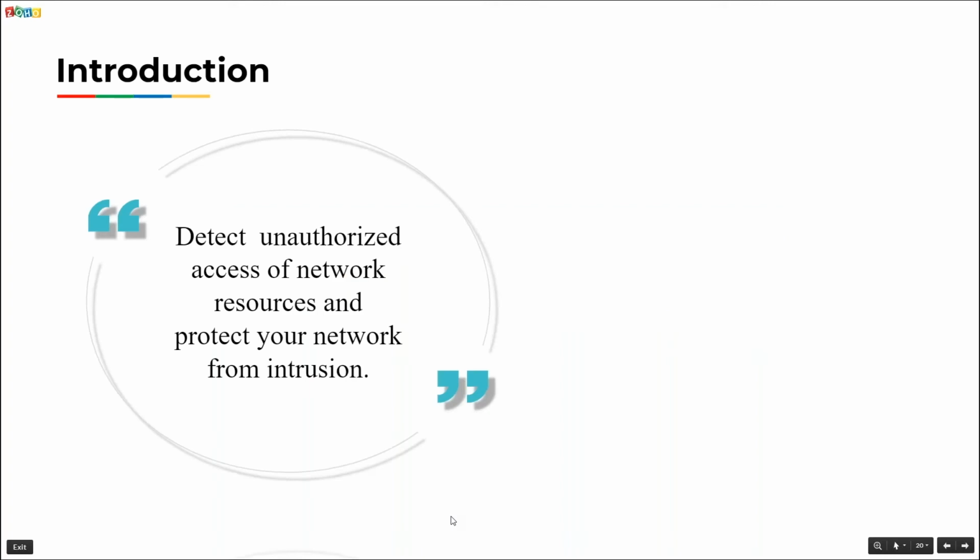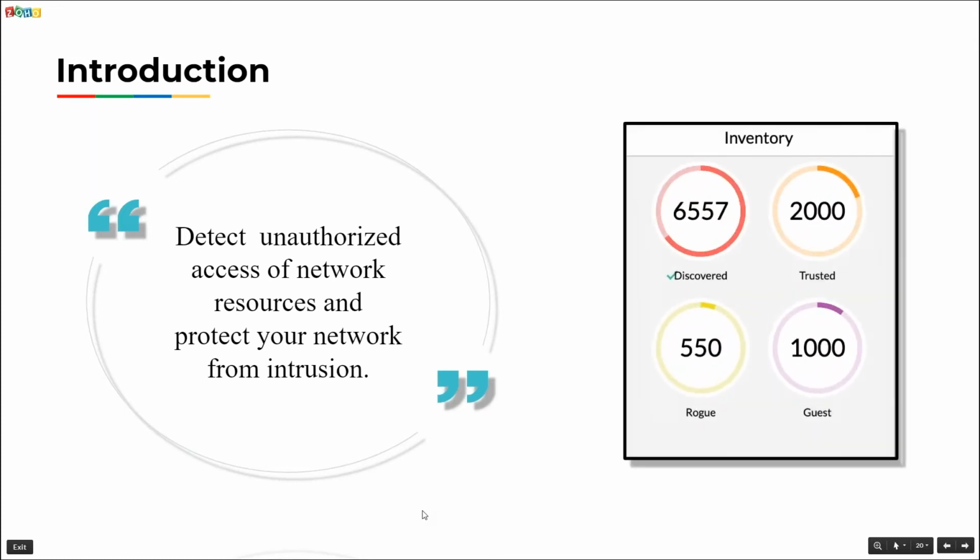So now let's see what are the various options and features which are available under rogue detection in OpUtils. You can detect unauthorized access to your network resources and protect your network from any intrusions. You'll be able to get a pictorial representation of the discovered IPs, trusted IPs, rogue and guest devices as well. So now let's see the features which are available under rogue detection.